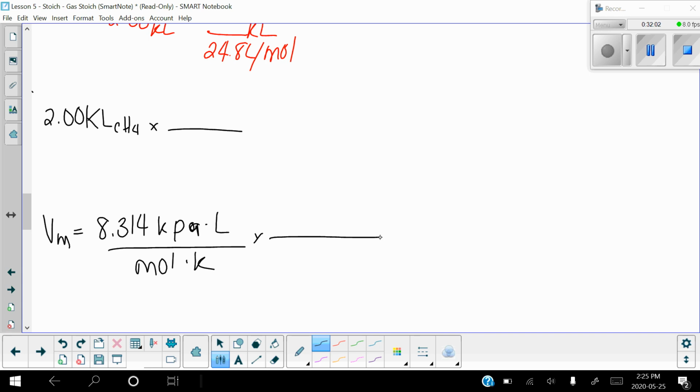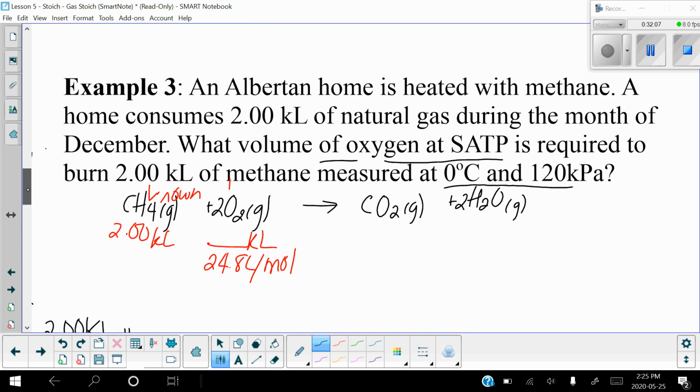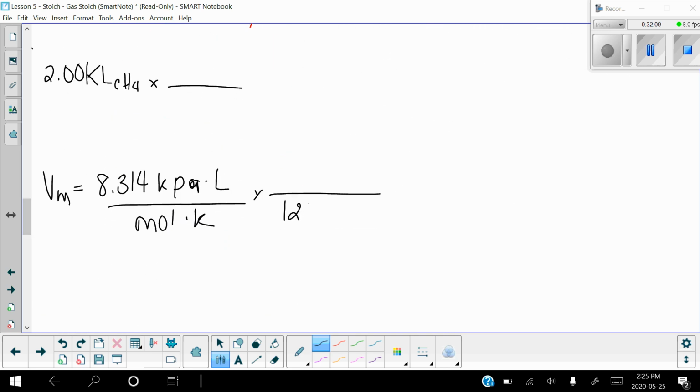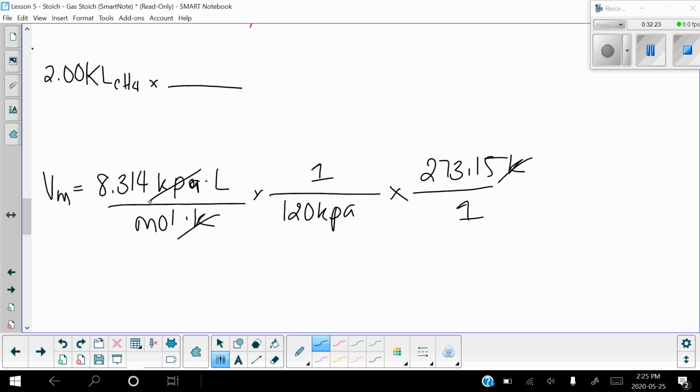Pressure was, what was our pressure? 120 kilopascals. And we had 0 degrees Celsius, which if we convert into Kelvin is 273.15 Kelvin. Kelvin cancels out with Kelvin. Kilopascals cancels out with kilopascals. Okay, and I get a molar volume of 18.9247 liters per mole.